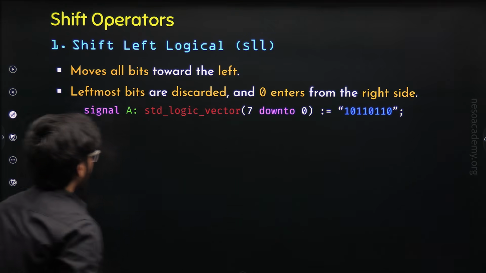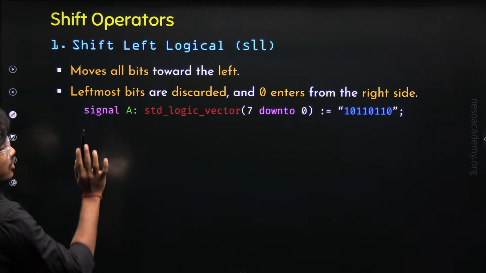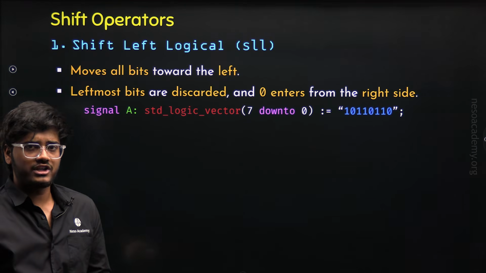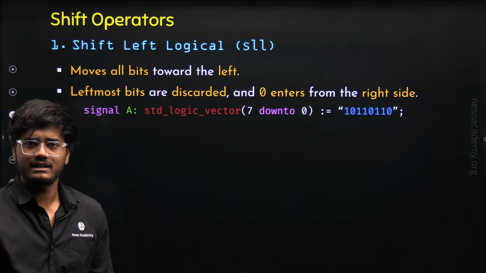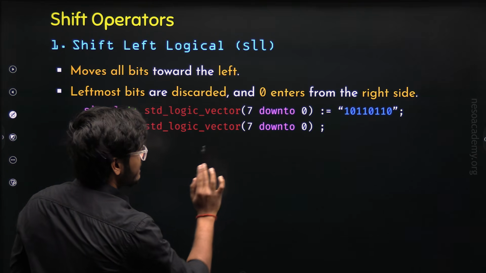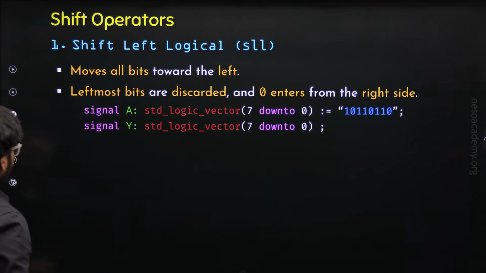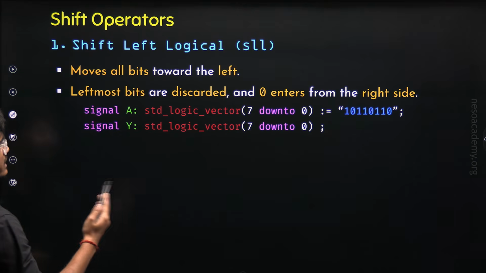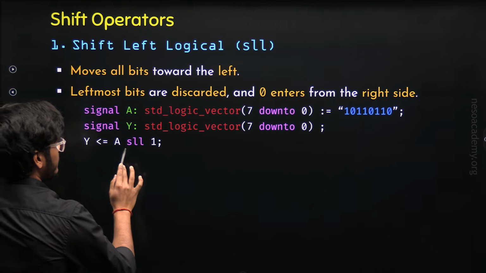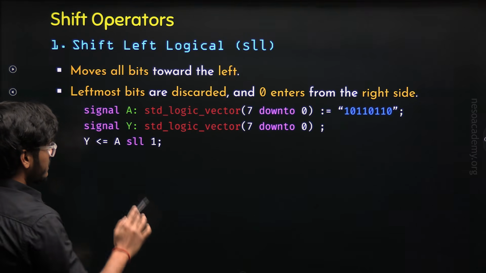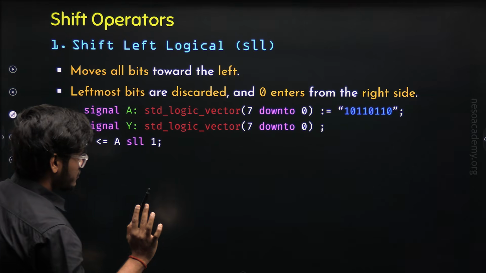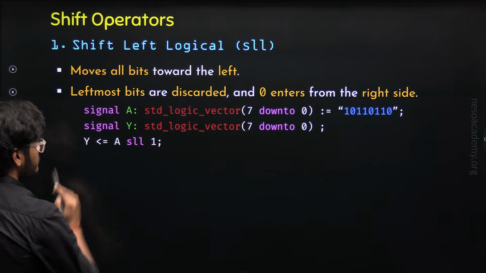101101110. Now, I want to perform shift left logical operation on this signal A. And after performing the operation, I want to store the result. For that, I am creating another signal Y with same data type and same length. Now, I want to shift the signal A to the left side by one place. For that, I will write A SLL 1, meaning shift left logical signal A by one place and store the result inside the signal Y.